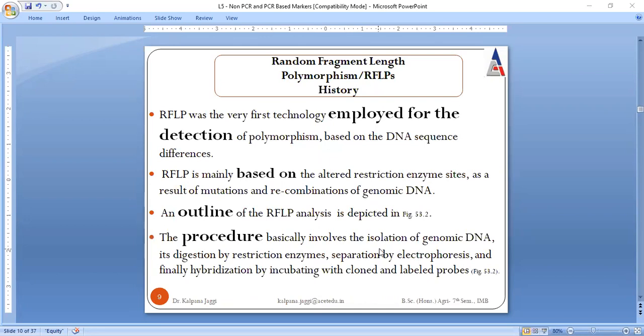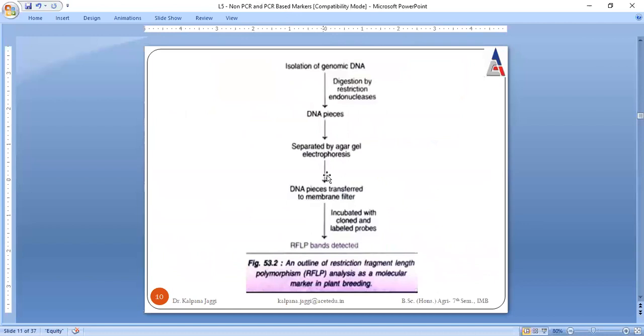So this is the procedure: the very first step is isolation. After the isolation, digestion of the DNA. After the digestion, separation of different length DNA fragments by electrophoresis, and finally hybridization, right? So this is what we have discussed here: isolation, digestion, resolution, and hybridization. This is an outline of restriction fragment length polymorphism. Here we are no more multiplying the DNA. We are just restricting it.